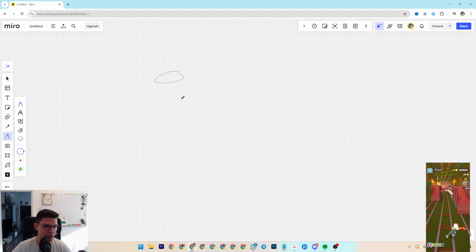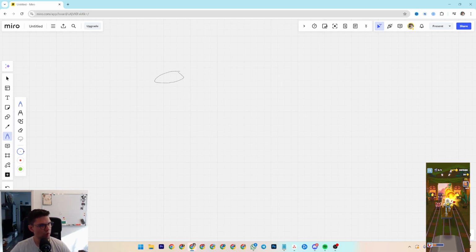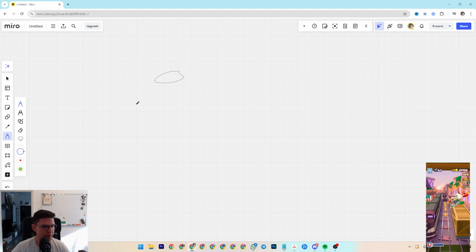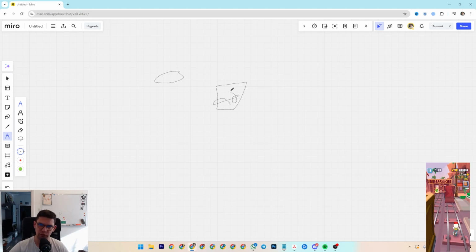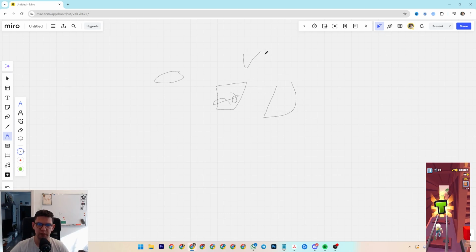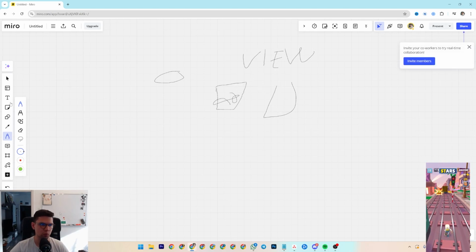So what is considered a view on TikTok? Well, on TikTok a view is counted the second someone lands on your video, even if they scroll away immediately. It's still considered a view. So even if they see a video for a split second, that is considered a view.